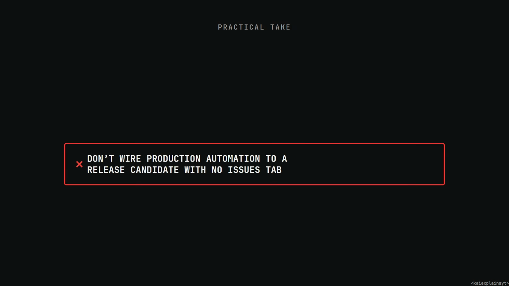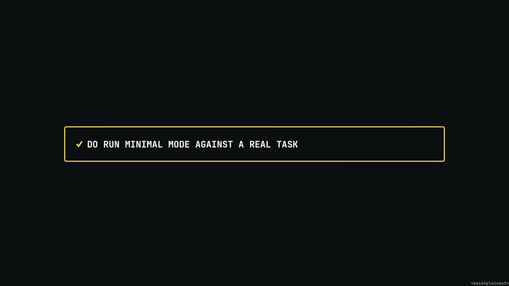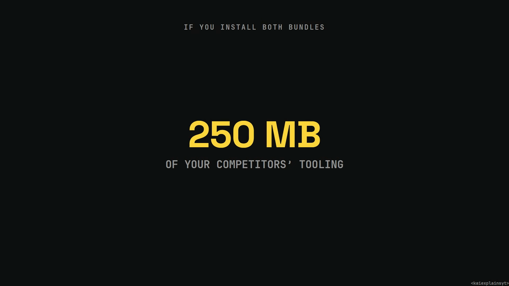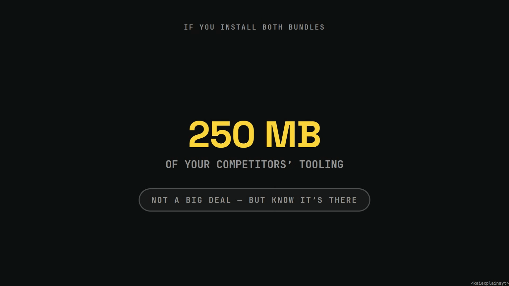Worth knowing. Here's my practical take after spending way too long in this repo and way too much time rereading that benchmark leaderboard. Don't wire production automation to a release candidate with no issues tab. That's just not a place to put anything you care about. But do run minimal mode against a real task you actually have, because for the first time, you can check a vendor's agentic benchmark score with the vendor's own rig. That's genuinely new. If you install both the Claude Code and Codex subagent bundles, you're adding about 250 megabytes of your competitor's tooling to your system. Not a big deal, but know it's there.